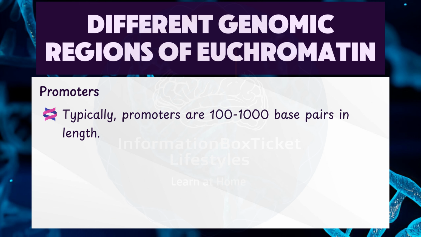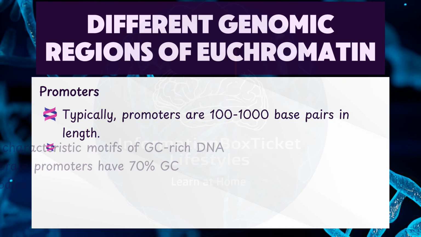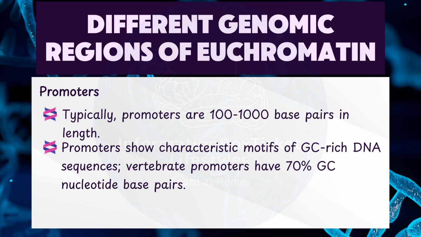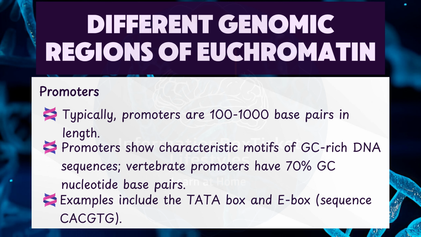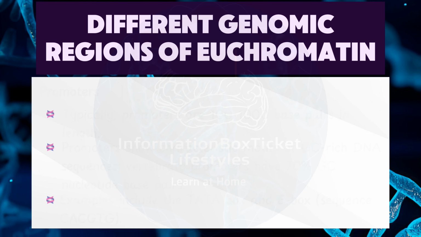Typically, promoters are 1,000 base pairs in length. Promoters show characteristic motifs of GC-rich DNA sequences. Vertebrate promoters have 70% GC nucleotide base pairs. Examples include the TATA box and E-box, sequence CACGTG.